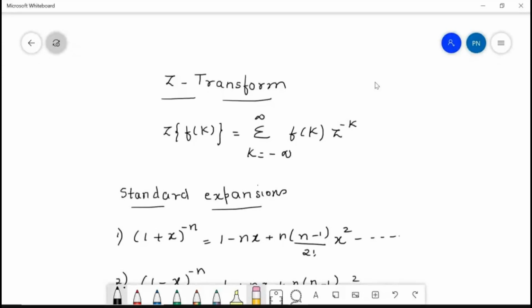But when we see Z transform, it is a discrete function. It takes single values, minus infinity to plus infinity. We don't have all the values. It takes only distinct values, just like we had discrete random variable. In the same manner, we have this Z transform as a discrete transform, where k takes the values from minus infinity to plus infinity, but not all the values. It takes only distinct values.